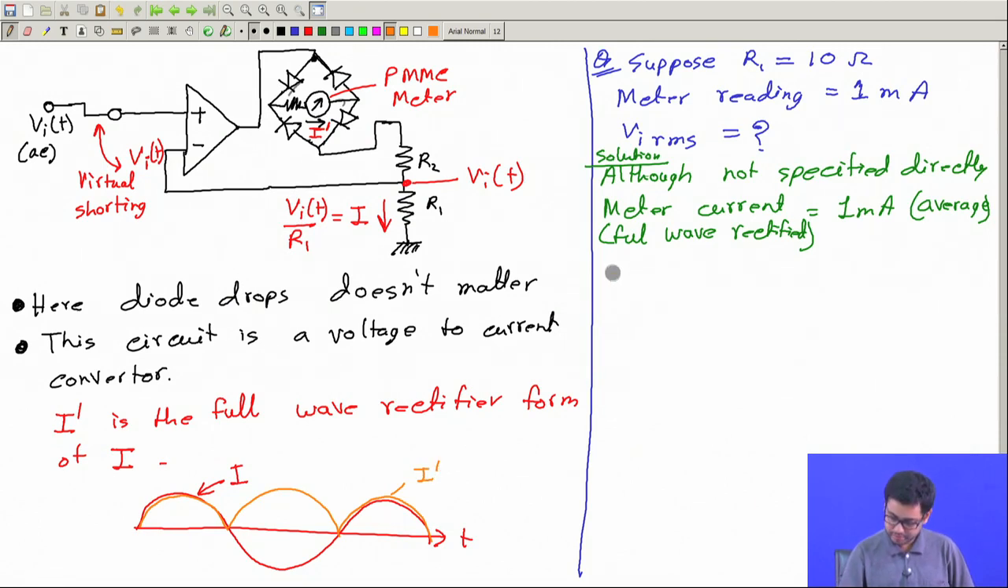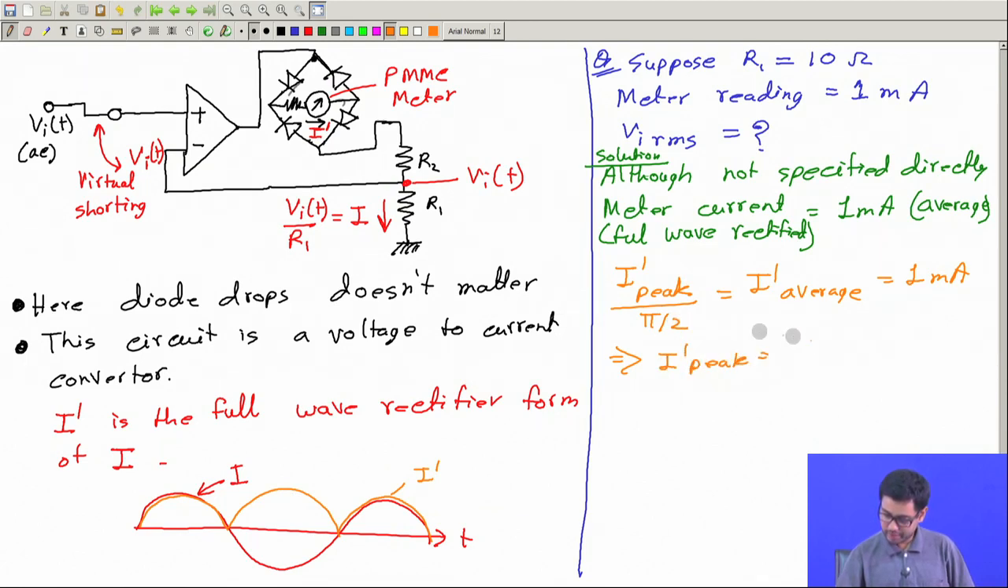So what can you say about the peak? I prime peak divided by pi by 2 is the I prime average, the average value of meter current, which is 1 milliampere. And from this we can write that I prime peak is equal to pi by 2 milliampere. Right?